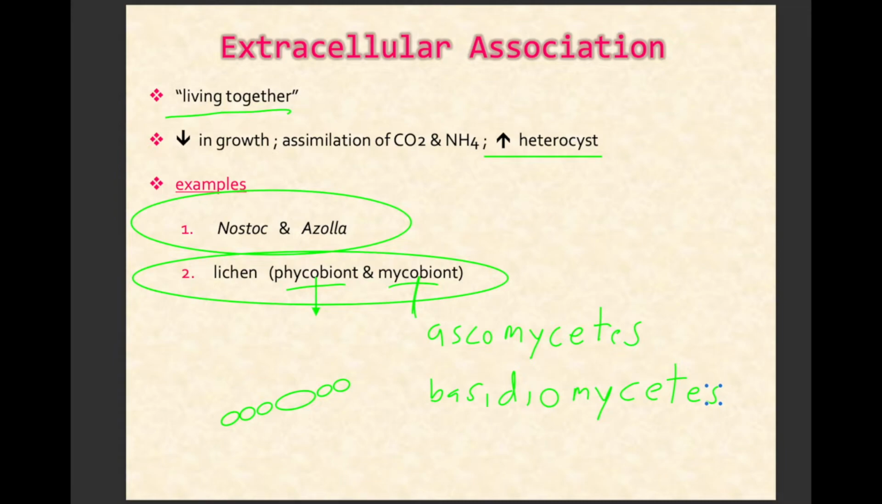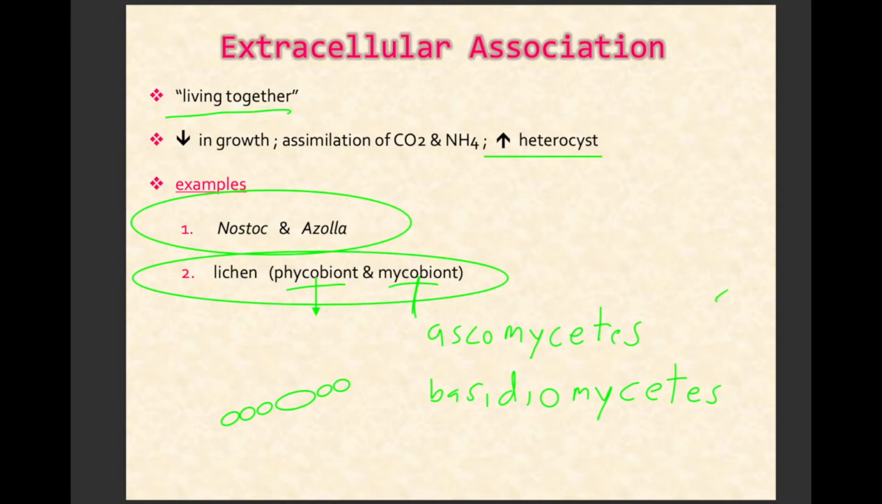Your phycobiont, on the other hand, provides the food. Any excess food that your phycobiont produces, it gives to the mycobiont. So that's how this symbiotic association between your phycobiont and mycobiont goes together.